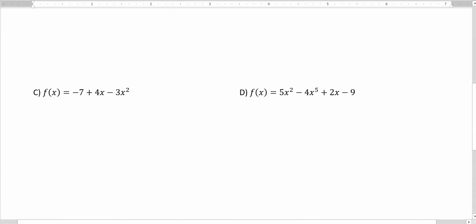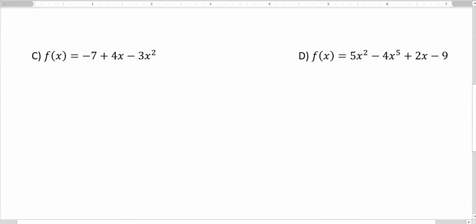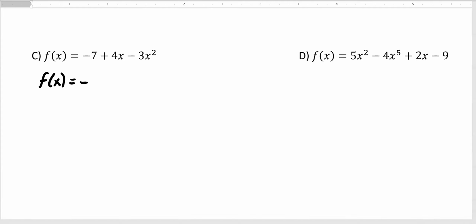All right, so let's check out letter C here. So C, okay, we have a quadratic here, but it's not in standard form, so let's get it there. So we'll have negative 3x squared plus 4x and then minus 7. So think about what we know about quadratics. We know that this is stretched by 3 and flipped over the x-axis, right? So this will be going down.